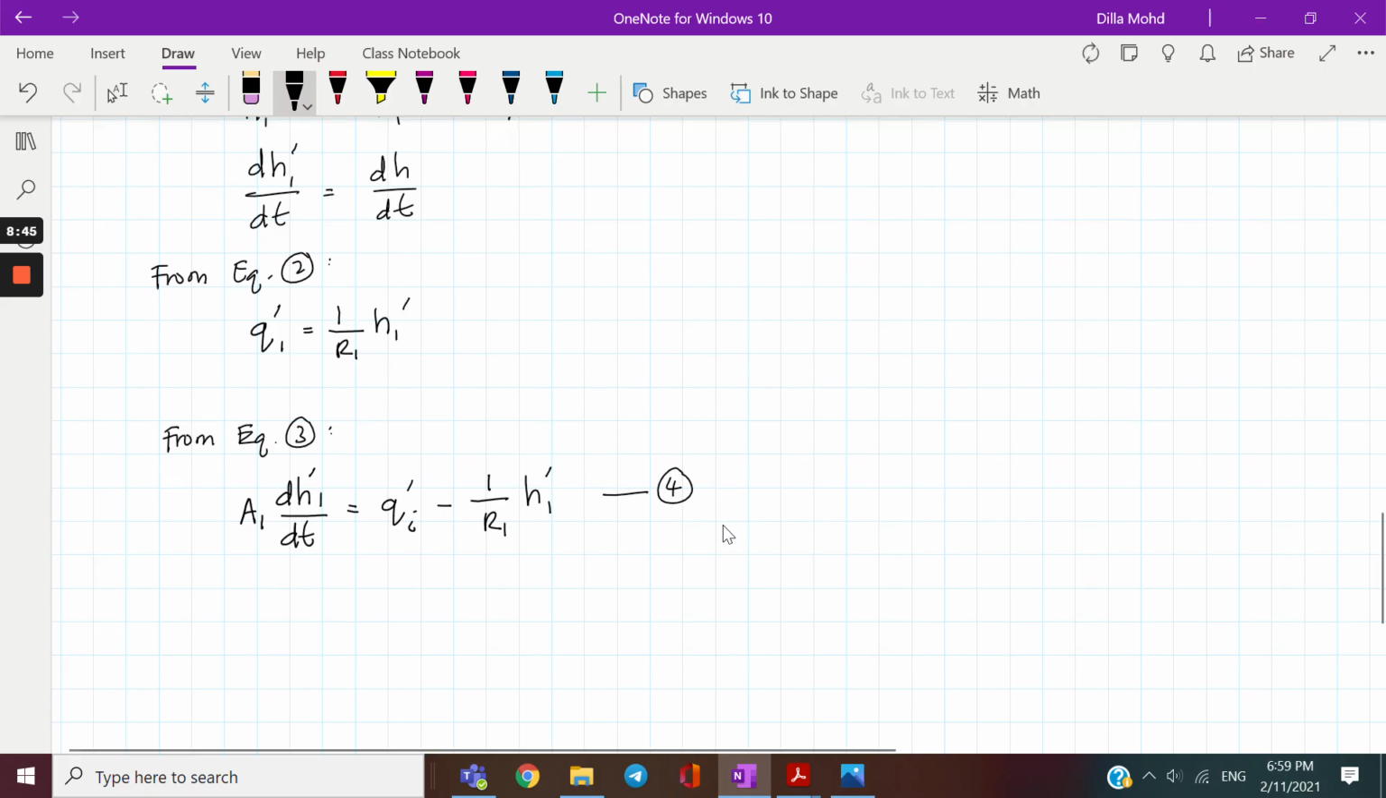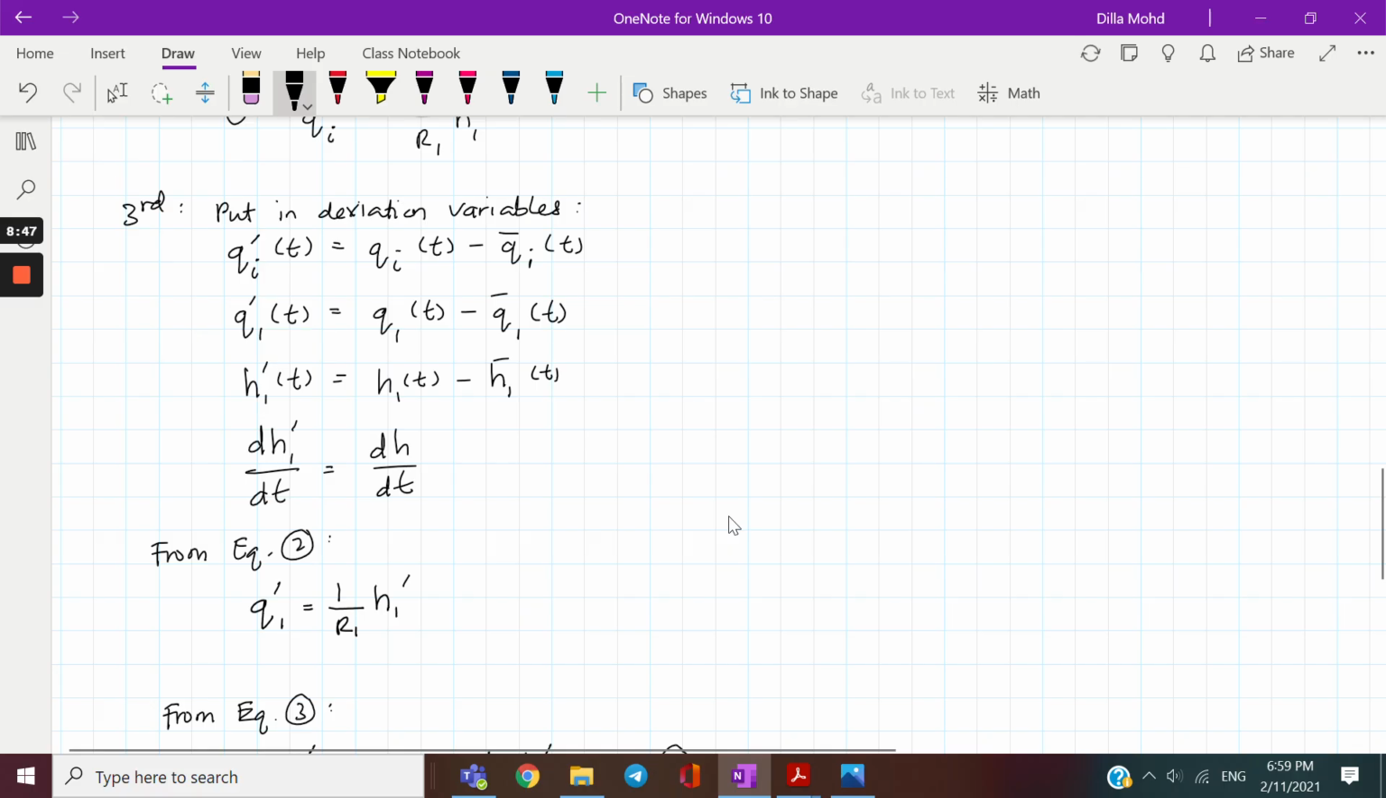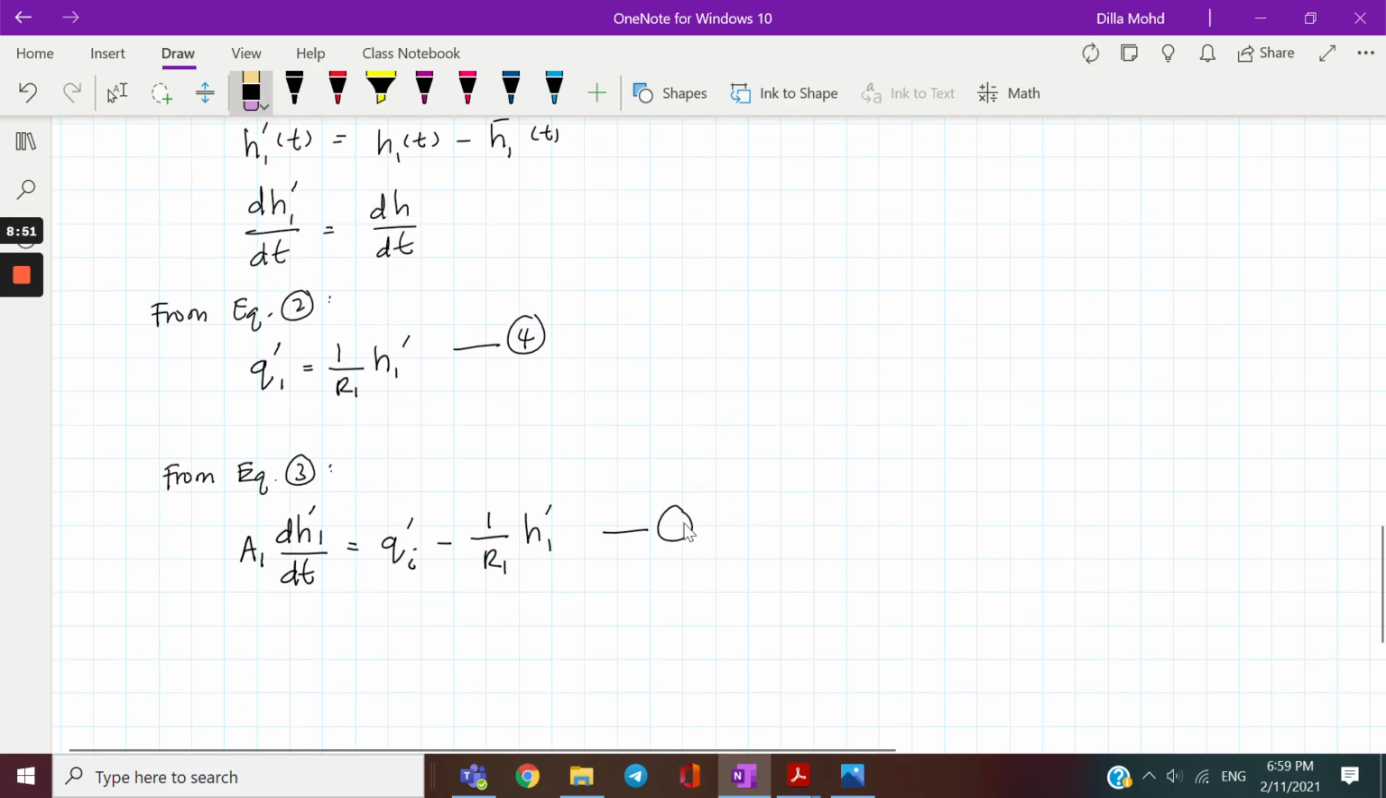Is it number 4? I don't think so. I think this is equation number 4, and this is equation number 5. Alright. So now you have two equations in terms of deviation variables for tank 1.